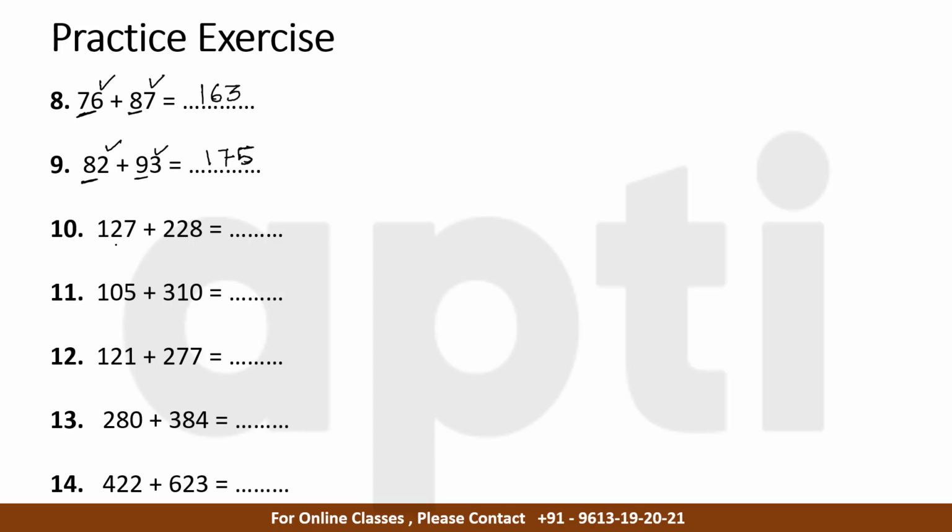Okay, now 120 and 220. So 12 and 22 becomes 34, 34 and 340 plus 15. So this becomes 355. Okay, so this is 100 and 300 is 400, 10 plus 5, 15. So this is 415, right?